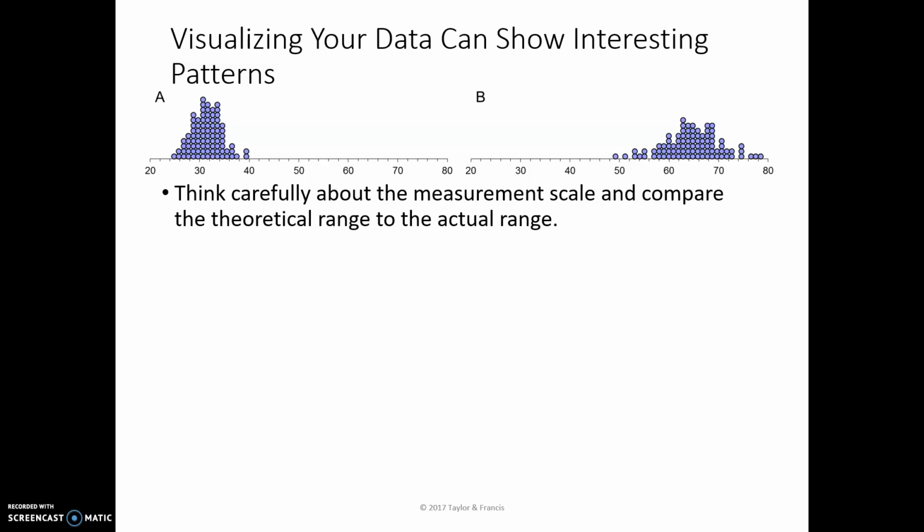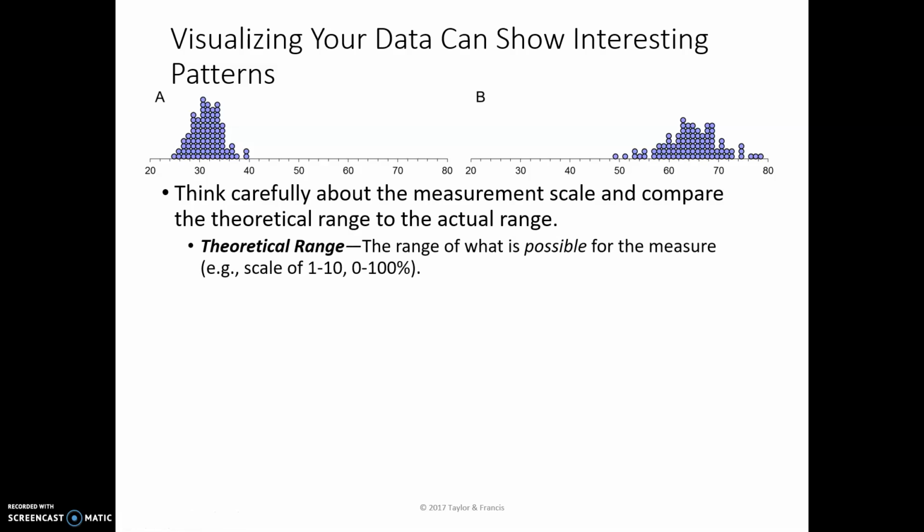Now, when you're doing this, think very carefully about your measurement scale. Compare your theoretical range to your actual range. So here's what I mean by that. Your theoretical range is the range of what's possible for the measure. So on a scale of 1 to 10, actually showing 1 through 10, or 0 to 100.